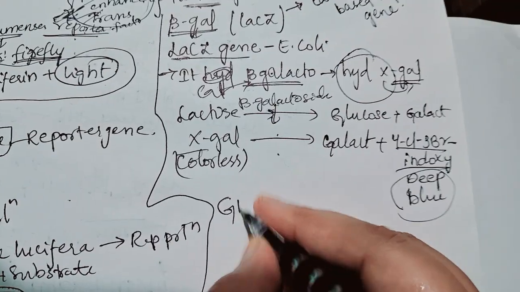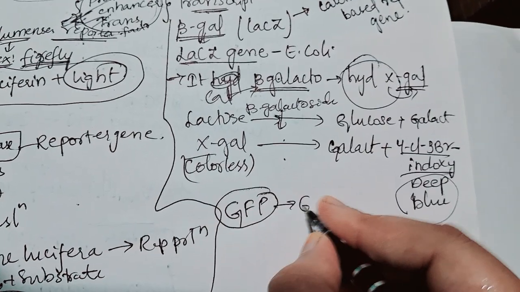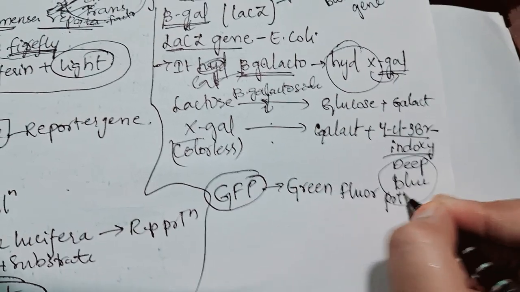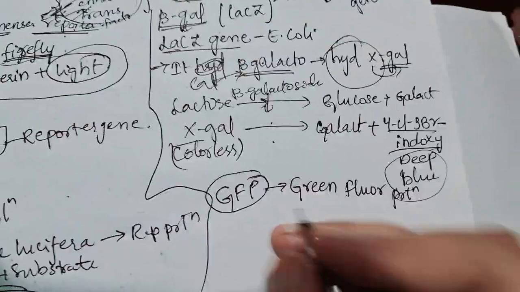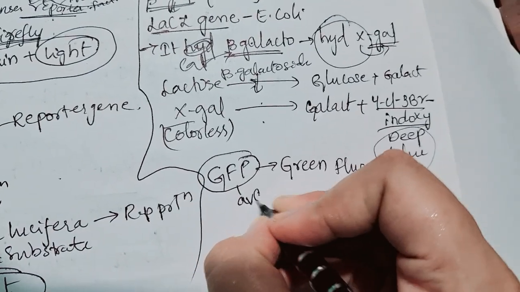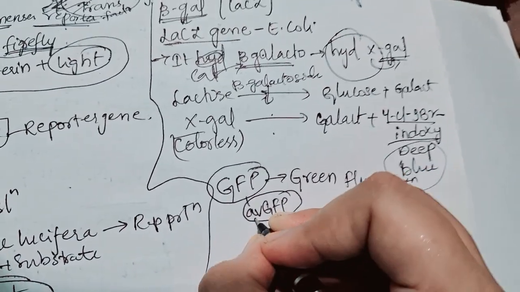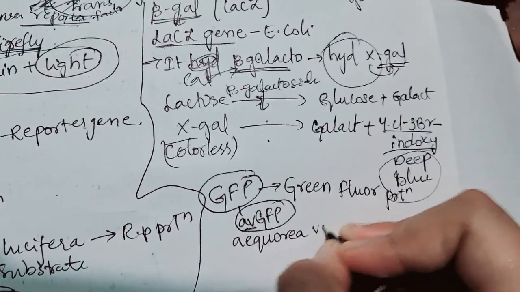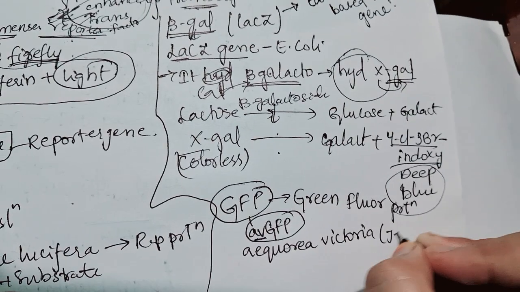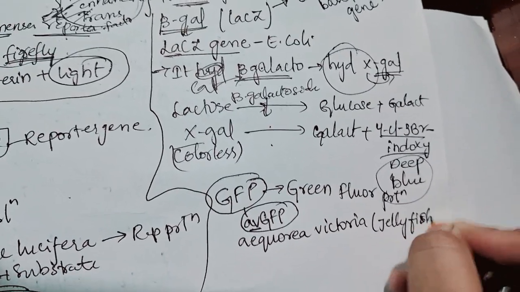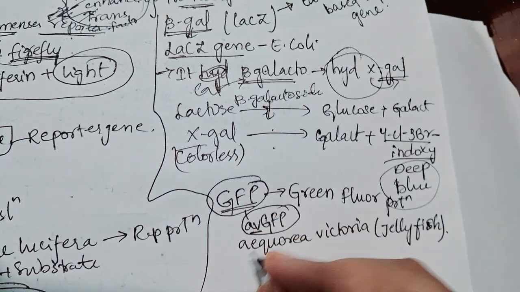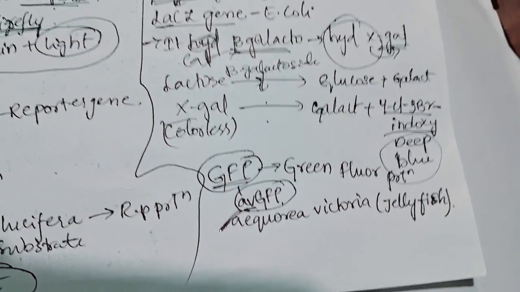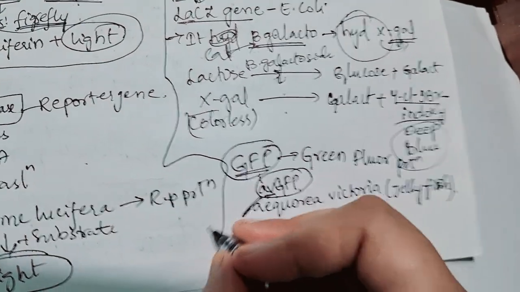And if we talk about GFP, what is this GFP? GFP stands for green fluorescent protein, and it is also known as AVGFP. Why AVGFP? AV stands for Aequorea victoria. It is a jellyfish, and GFP was first isolated from this jellyfish Aequorea victoria. That's why it is also known as AVGFP reporter gene.